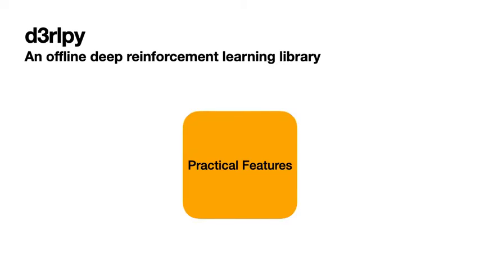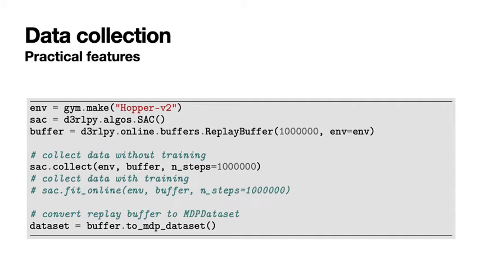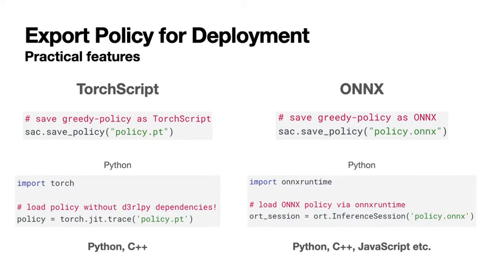Lastly, I'm going to introduce the practical features uniquely provided by d3rlpy. d3rlpy offers data collection methods. You can use collect method for data collection with a static policy. Also, you can use fit online method for the non-stationary policy data collection. For the practitioners, you can export the trained policies as TorchScript and ONNX formats. You can use exported policies with various programming languages such as C++ and JavaScript. This feature is suitable to the embedding systems and web applications.